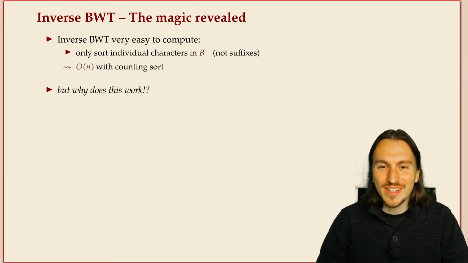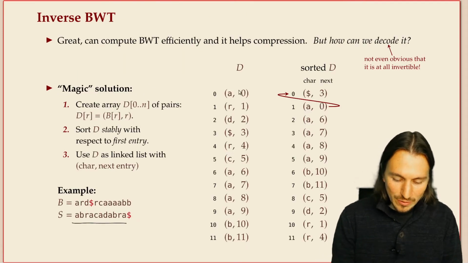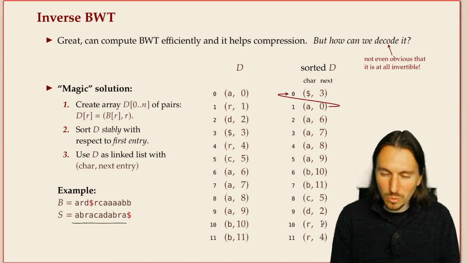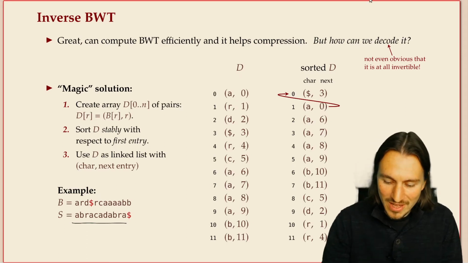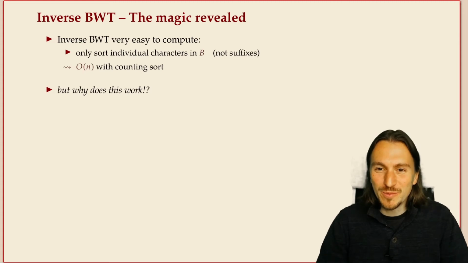So let's have a look at why this works. Again, the algorithm is very simple to implement. You form these lists, you sort them after the first component, and then you walk through the list as if it was a linked list with pointers. Okay, very simple. Why on earth does that correctly invert the BWT?